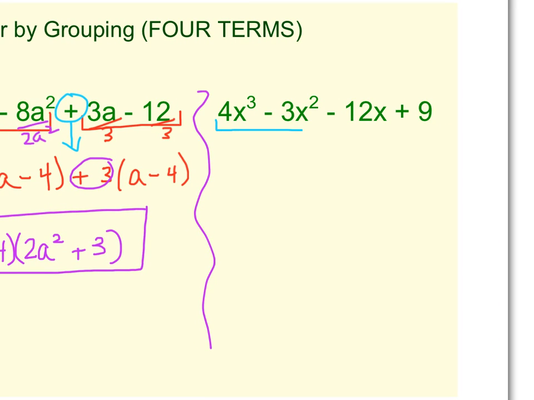So group the first 2, group the second 2. What's your GCF of the first 2 terms? Well, the 4 and the 3 don't have any common factors, so look at your x's. They have an x squared in common. If you factor that out, it leaves you with a 4x minus 3. Remember, this middle sign minus comes down, so it's going to be minus. Now what can you factor out of 12x plus 9? The GCF there is a 3. And what do you have left over?